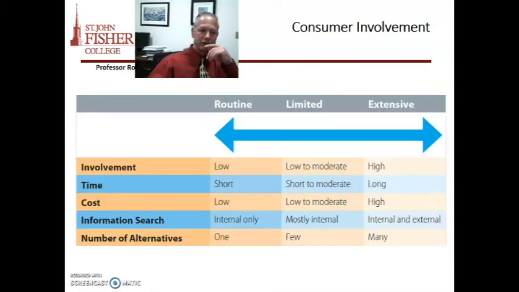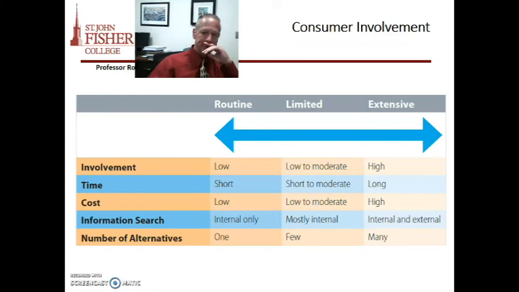So the level of consumer involvement: we've got routine, which means a very low level of involvement, limited, and extensive. Generally speaking, for routine purchases, there's low involvement. The time you take to shop is very short. The cost oftentimes is very low. Your information search is internal only. And generally speaking, the number of alternatives is one, sometimes it's only brand loyalty or referral.